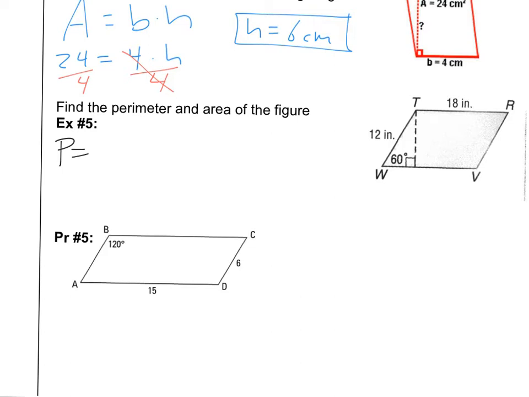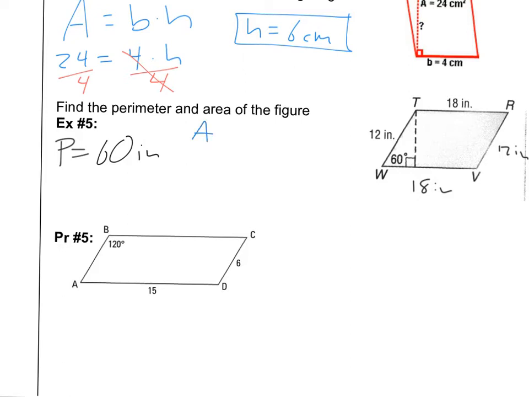So perimeter is just all the sides added up. Well, if it's a parallelogram, opposite sides are congruent. So this is 18 and this is 12. Awesome. So all we have to do is add up all the sides. Well, 12 plus 18 is 30. And so we have another 30 over here, so it's 60. That part's easy. Now let's talk about the area.